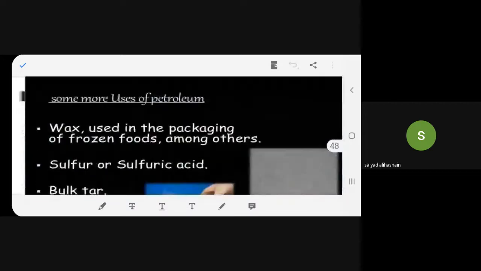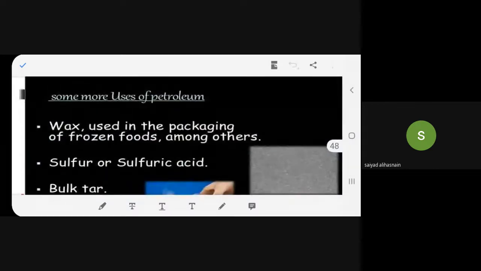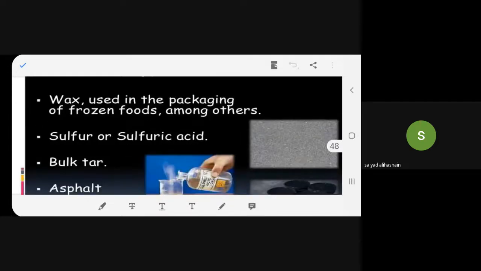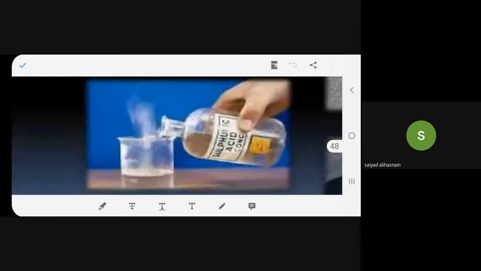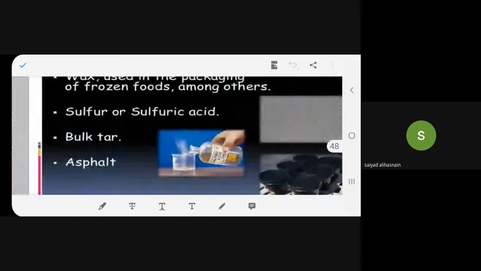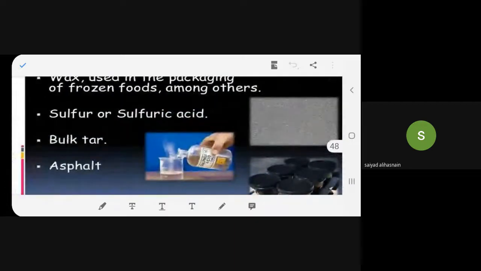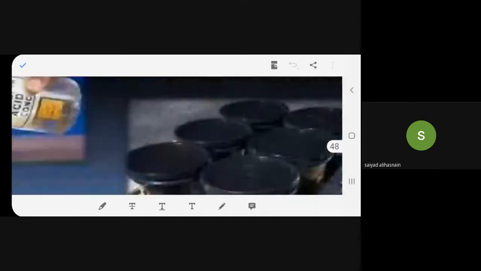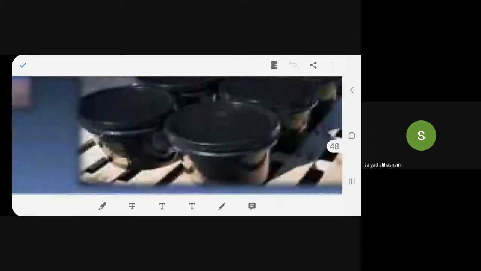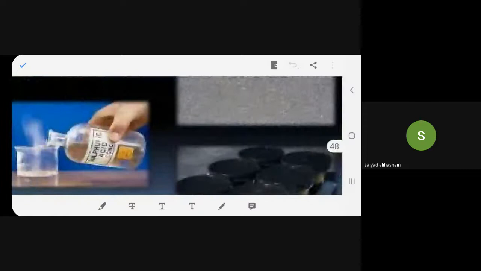What you see here, we use wax for the packing of frozen foods that you get from petroleum. Then you have sulfuric acid, which is from the petroleum product. Then we have bulk tar, and this is the asphalt. Asphalt is also used for making roads. Clear? The tarmac.